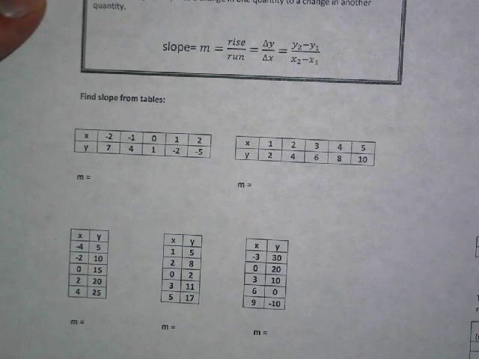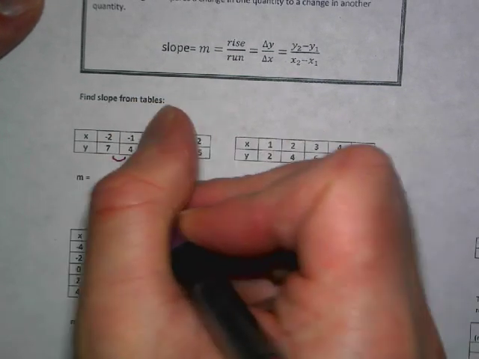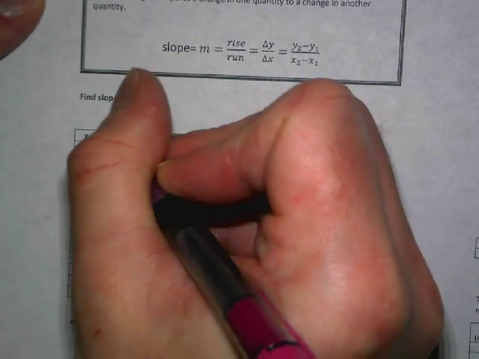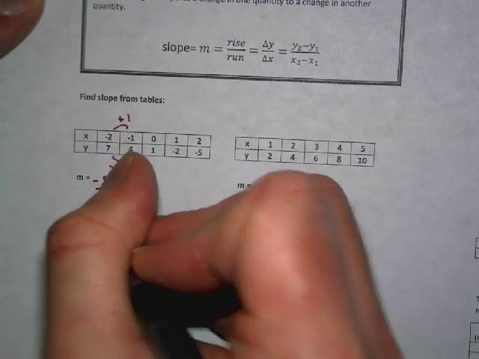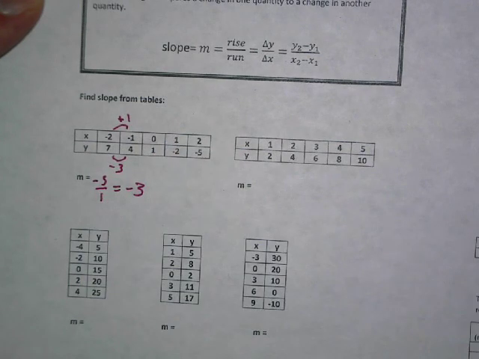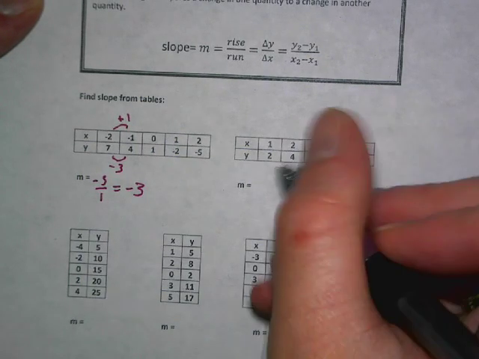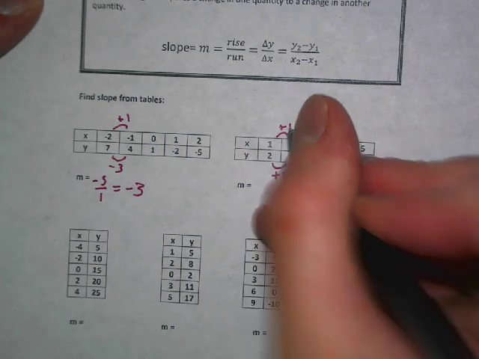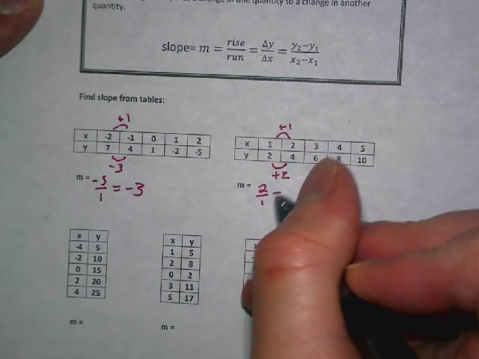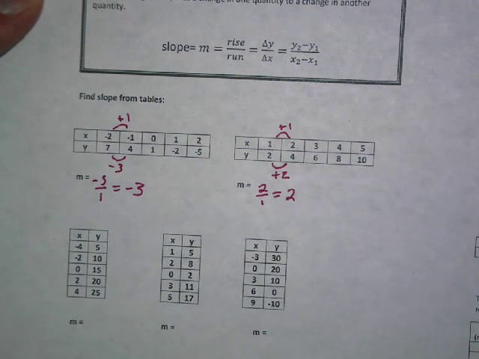Just change in y divided by change in x. That is no different. So here our change in y would be down 3. Change in x would be up 1. So negative 3 divided by 1, and we get a slope of negative 3. If you look at the next one, that change in y is up 2. Change in x, up 1. So 2 divided by 1, we get a slope of 2.